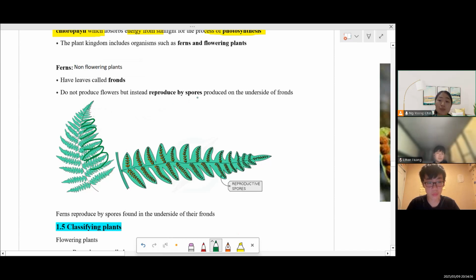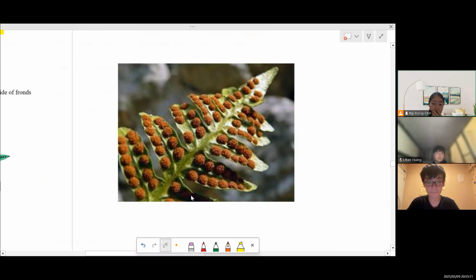So what is meant by spore? Spore is just like the seeds. So in the ferns, they produce the spore on the underside of the frond, which is the underside of their leaf. So example like this, you can see this. Usually they are located at the back side of the fern. Yeah, they have the spore.